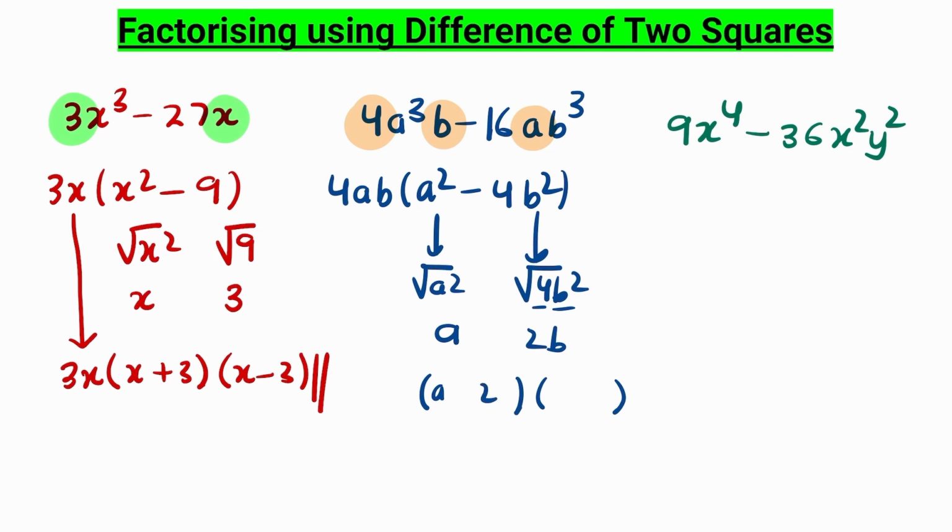A, 2b, a, 2b, plus, minus. And also take this 4ab down. That's our final answer. Let's move on to our third example of this type.